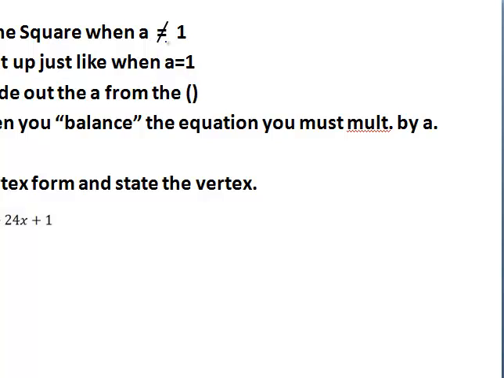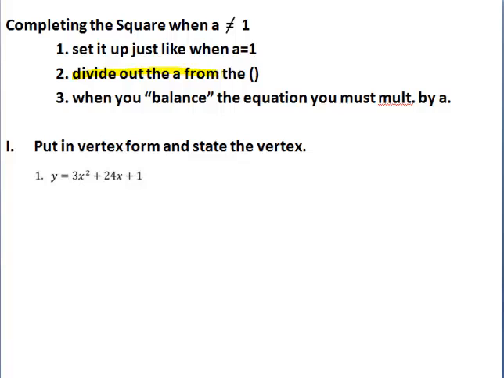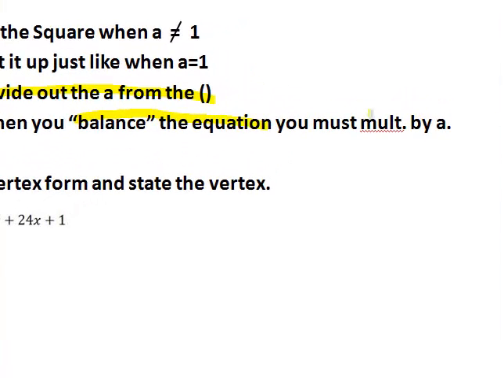When a is not equal to 1, you're going to set it up just like when a is equal to 1. So you're going to put the ax squared plus the bx in parentheses. But the thing that is different is that before we had a equal to 1, so we didn't have to worry about dividing out a 1. But now the a is not going to be 1, and so we do need to divide that out of the parentheses before we start. And then when you balance the equation, you're going to have to multiply back through by a when you put it on the other side to balance the equation.